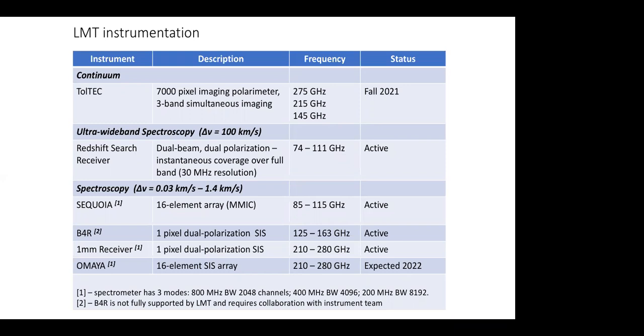And then we have Sequoia, which is the 3 millimeter heterodyne imaging camera that operates in the 3 millimeter window with 16 pixels, and I have some examples of that. B4R and 1 millimeter receivers are basically copies of ALMA band 4 and band 6 receivers, so you can actually do spectroscopy at higher frequencies that match ALMA bands. And we're in the process of completing a 1 millimeter array camera called Omaya, and we'll install and operate it late this fall or perhaps more likely early next year.